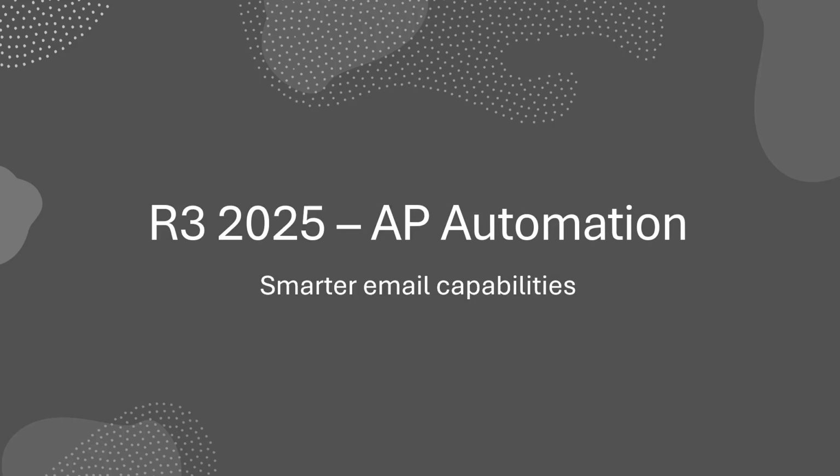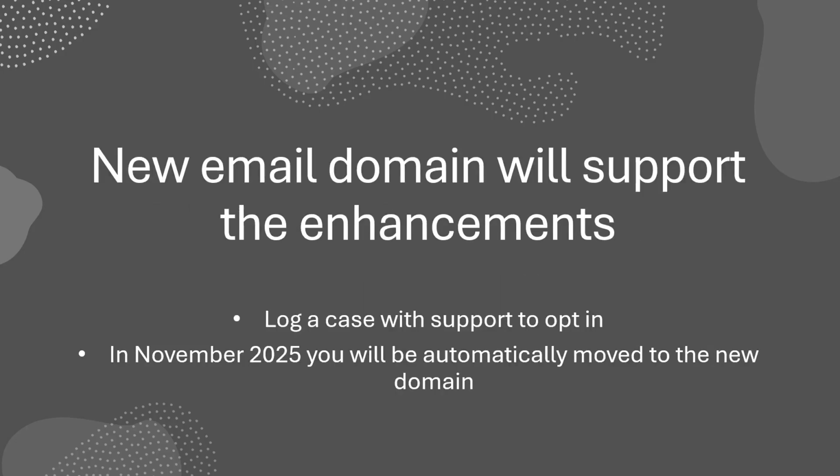So with R3 2025, we have some updates to AP automation, and they have made some smarter email capabilities. Anyone that has AP automation is going to be really happy with that. So basically, they have added a new email domain, which is going to support the enhancements that I'll show you on the next slide. And in order to move over to that email domain for your AP automation, you do have to log a case with support to opt into that. That is just in the meantime, but in November of 2025, you will automatically be moved to the new domain.